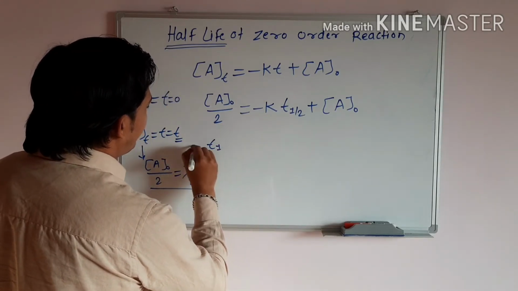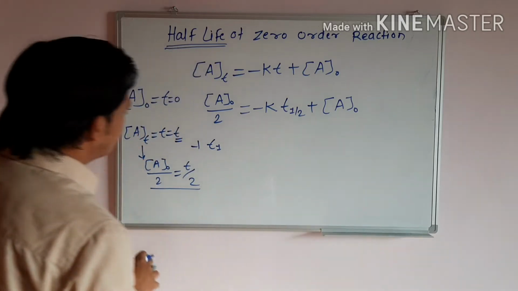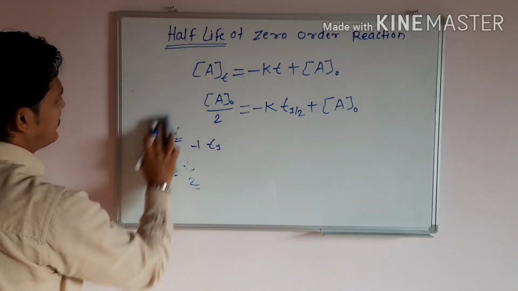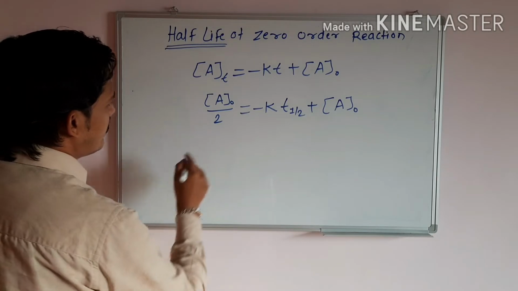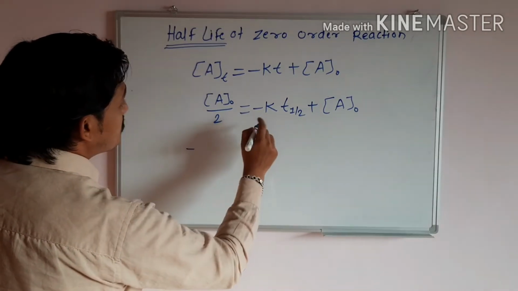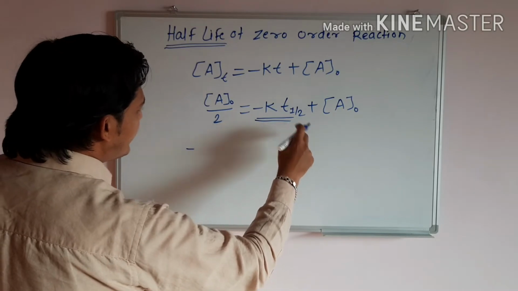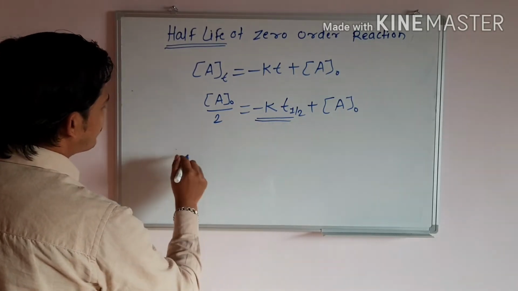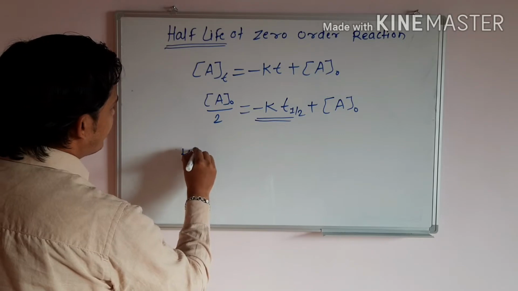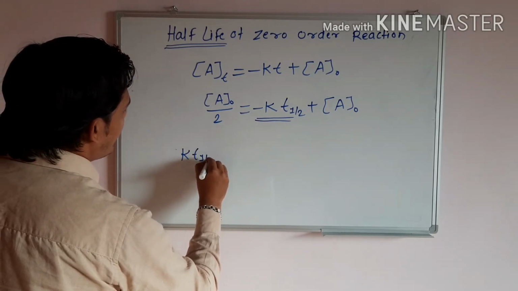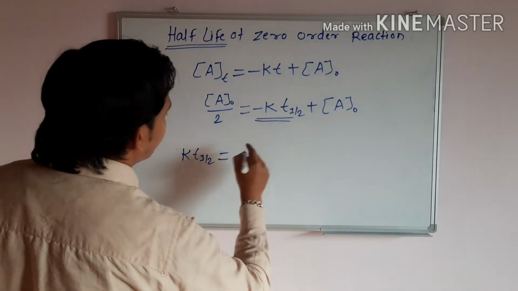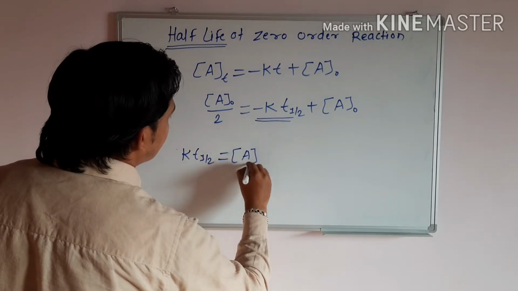So what happens if I take minus k t1/2 to the left side? I am erasing this. We get, no, not minus. This is the equation, on the right side. We have to move it to the left side, so it will become plus k t1/2 is equal to, in that way, A0.